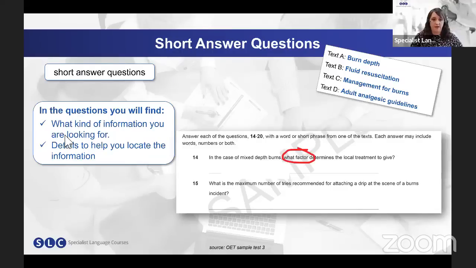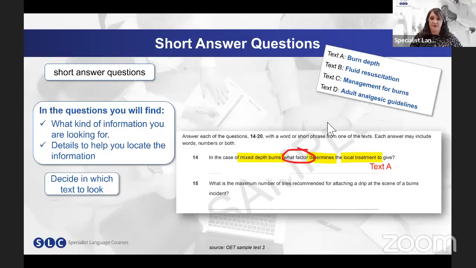So here, what kind of information you're looking for. Here we've got that information, what factor. So we know that we're looking for a factor. And then we've got details to help you locate the information. So we've got our details here: mixed depth burns, determines, and local treatment. So using this information, we need to decide which text to look in. So text A, if we're looking at burn depth, mixed depth burns, we're going to be looking at text A.